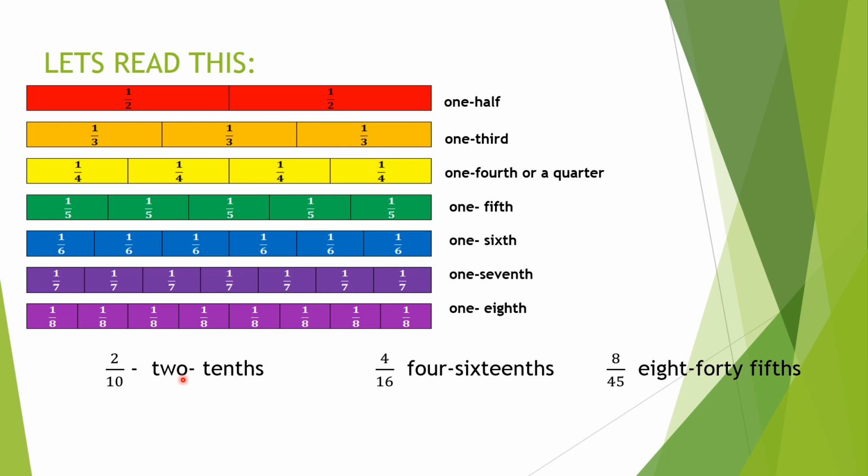The 1, as a cardinal number, is read as one, two, three, four as it is, with a hyphen, and then we will read the bottom number, which is the denominator, as an ordinal number.